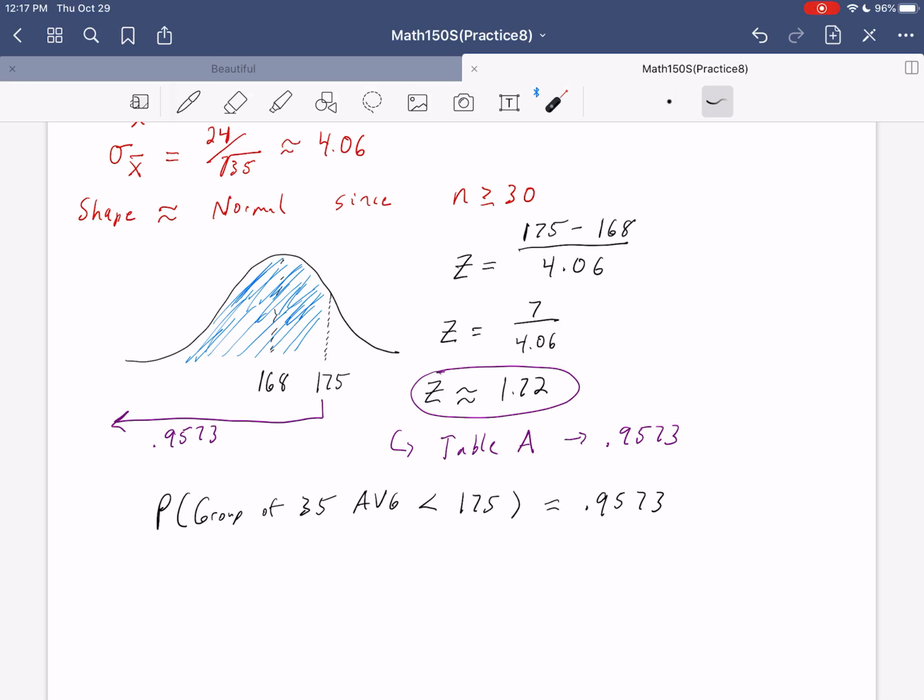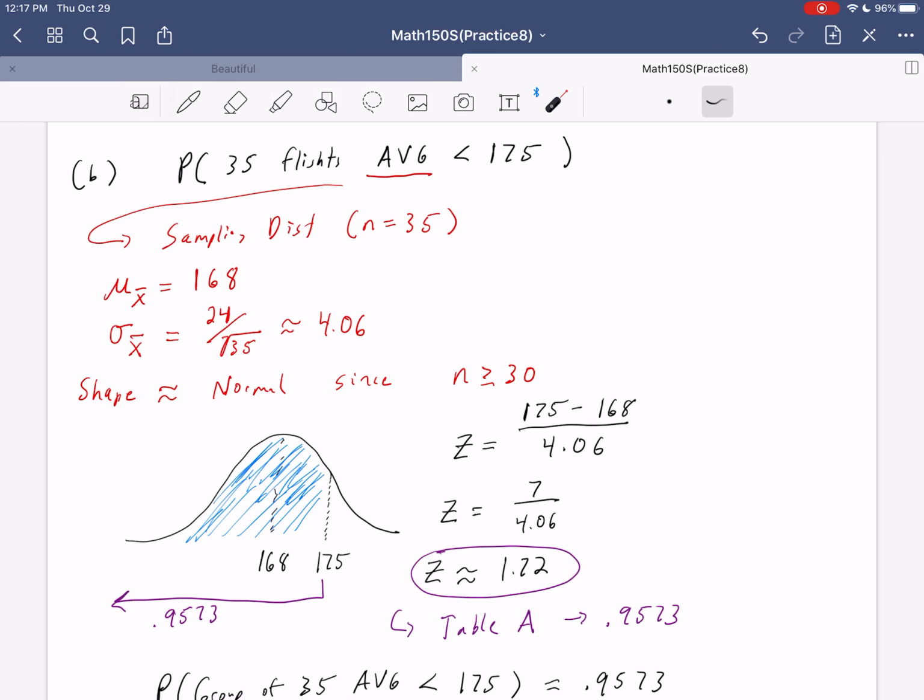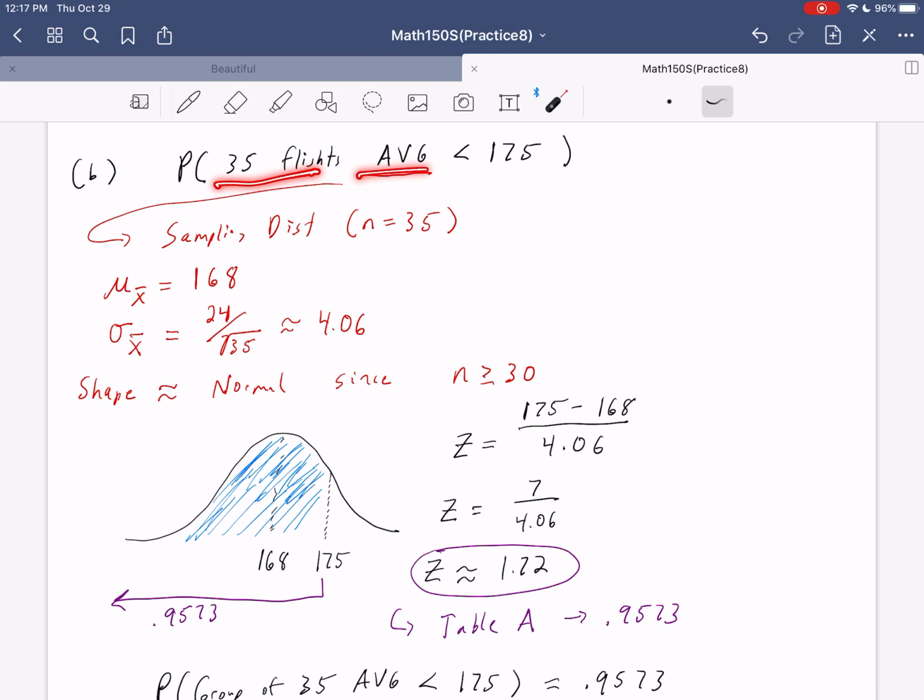Okay, so the main idea here is that we had a group and we were talking about the average of a group. The average of a group is always analyzed using the sampling distribution. When we talk about the sampling distribution, we have to know the size of the sample. That size is going to impact the standard deviation, since it's the original standard deviation divided by the square root of n. And it also told us that the shape was normal since we had a group of size 30 or more.